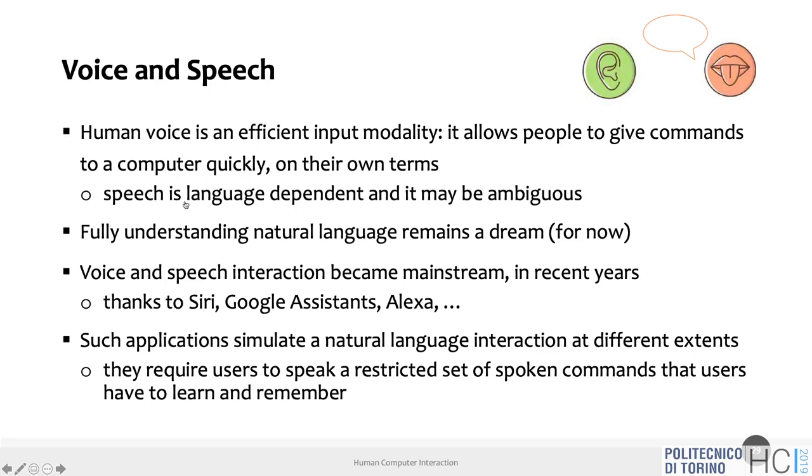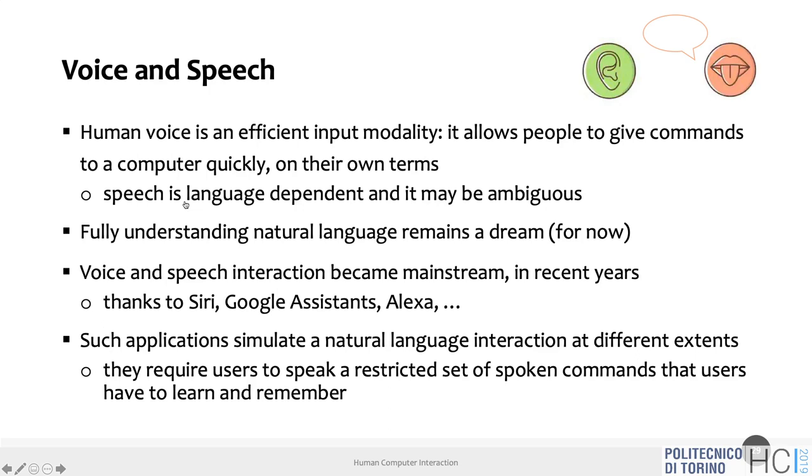But again, speech is language dependent and may also be ambiguous. Otherwise, we would not have lawyers if it were not ambiguous. Speech and also languages in general. For computer systems, fully understanding natural language still remains, let's say, a dream. We cannot have a computer system that has a full understanding of human language in general. In the last years, we as a computing community did a lot of work, several steps in the right direction, but full understanding is another thing.